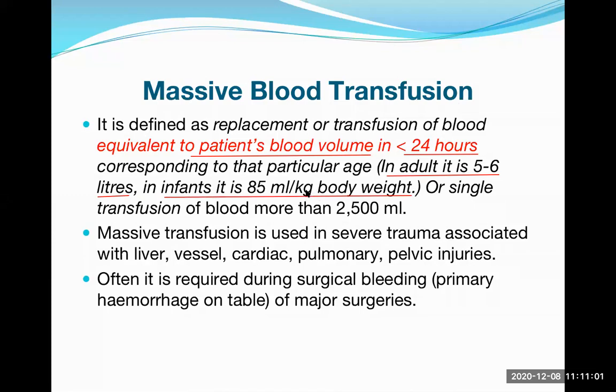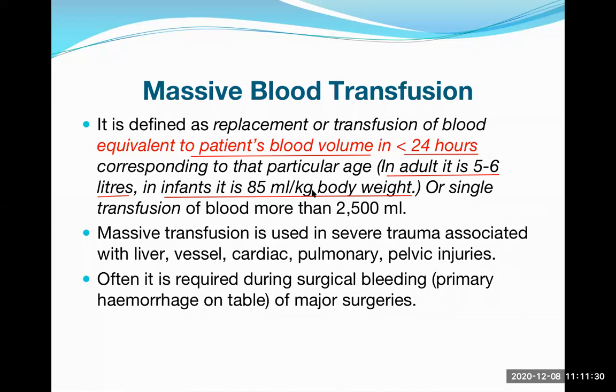So in a 3 kg baby, how much blood is present in that baby? Just multiply it by 3. How much would it be? 255. Exactly, just 255 ml of blood is present inside that body.